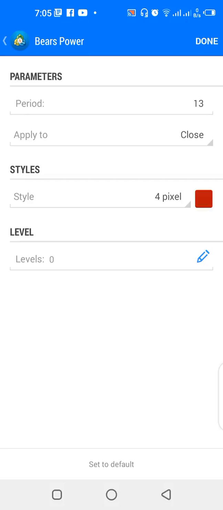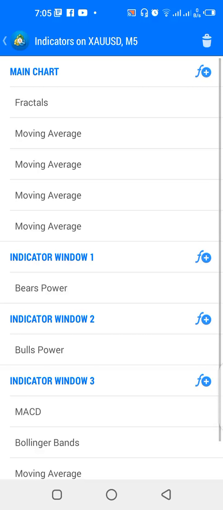Don't forget, for Bear's Power, you only use it when you want to buy. If the Bear's Power bars develop above the 0 level, that's a prominent development, not a small minute development, but a strong development above the 0 level, then that's the time to buy. That's your buy signal. Now that's for indicator window 1.